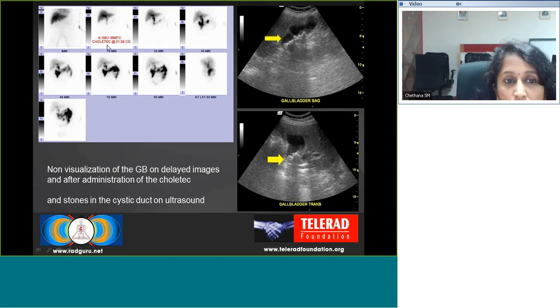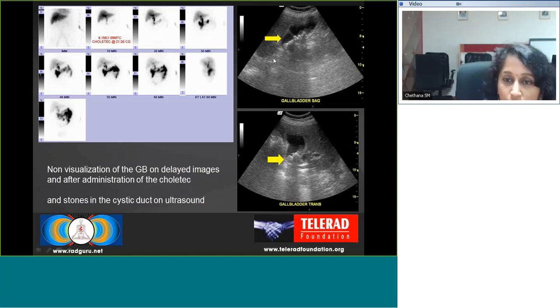Colitech was administered and a series of images at an interval of 10 minutes were obtained. So again the gallbladder is not visualized. So the finding we saw is non-visualization of the gallbladder even on delayed images after administration of Colitech.